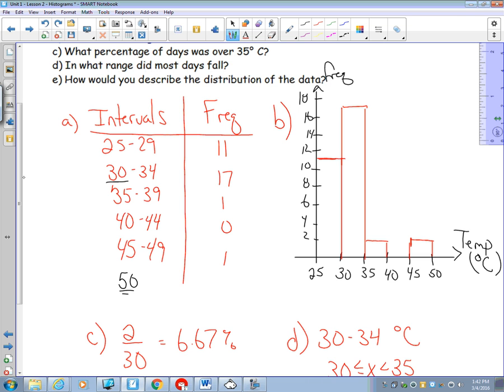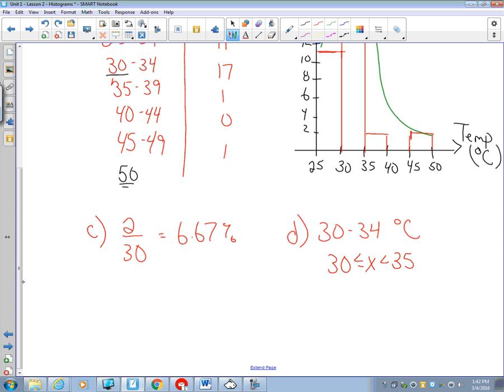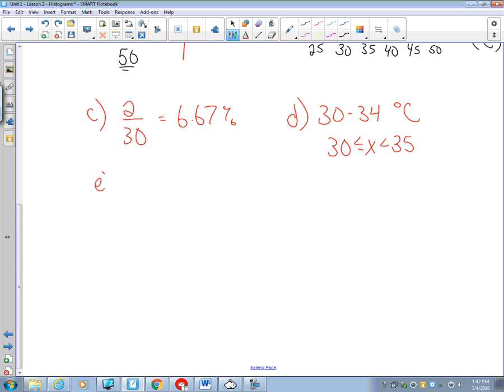How would you describe the distribution of the data? If I were to draw a smooth curve over the data, it would look like this, right? It drops down really fast. It's shifted over to the left. The positive side is kind of missing. The right-hand side is kind of missing. So we call that positively skewed.